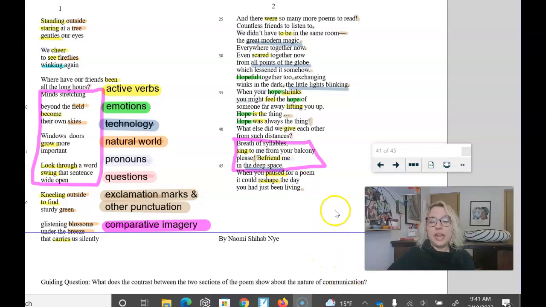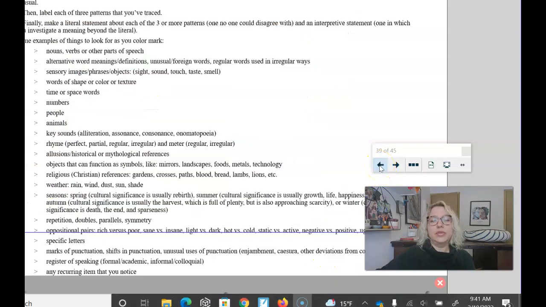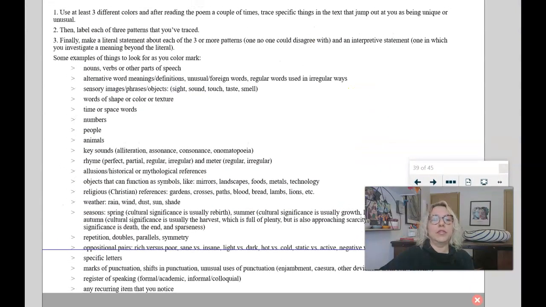All right. Well, the next step, if we go back to the directions for color marking, is we are supposed to label the pattern. I guess we've labeled them already, haven't we? And then we make a literal statement about each of the 3 and an interpretive statement about each of the 3.